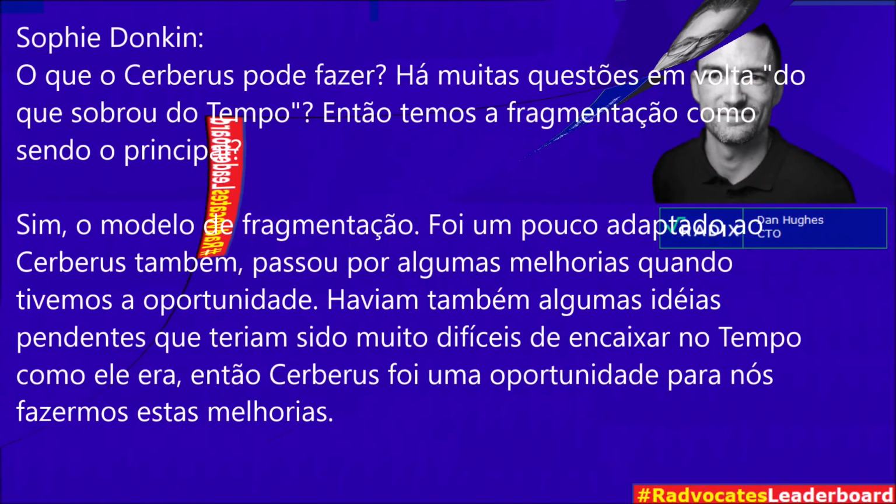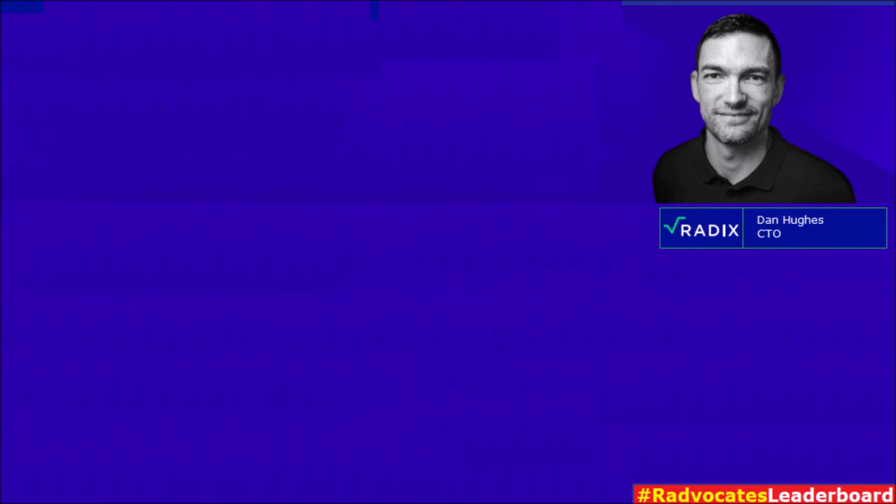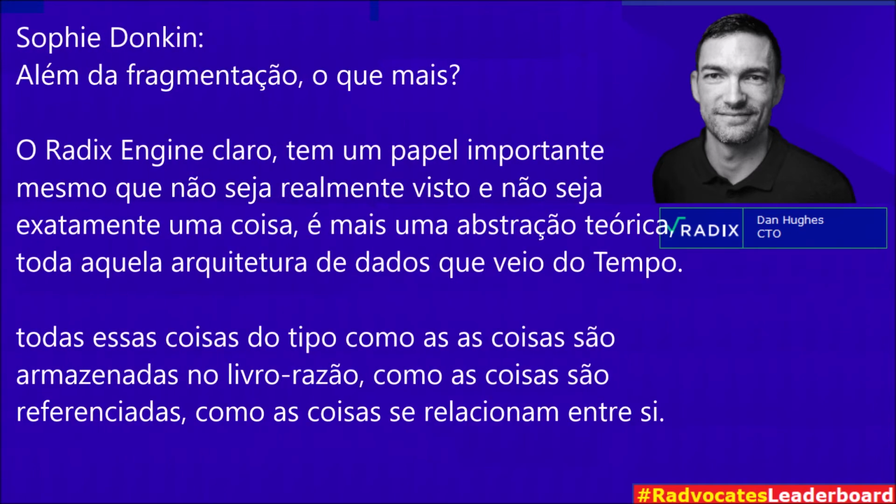What Cerberus can do, there are a lot of questions around what from Tempo has remained. So we've got sharding being one of the main ones. Yeah, the shard model. It's slightly tweaked with Cerberus as well, so it's gone through some improvements while we had the opportunity. There were some pending ideas that would just have been very difficult to shoehorn into Tempo as it was. So Cerberus was an opportunity for us to make those improvements.